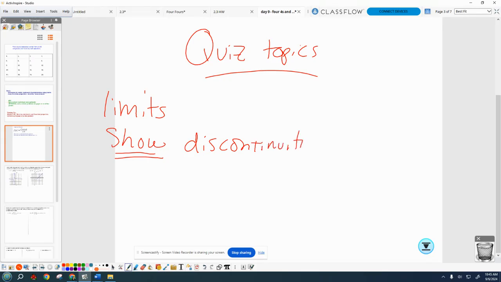Intervals, boundedness. So, function properties.